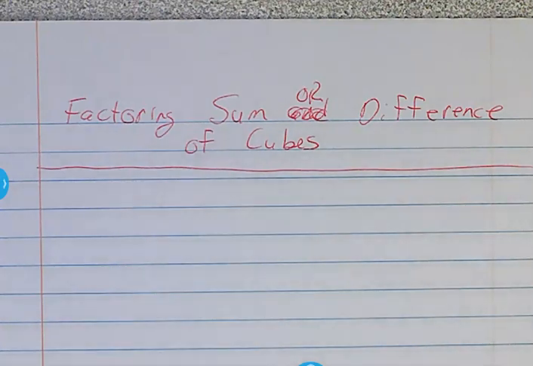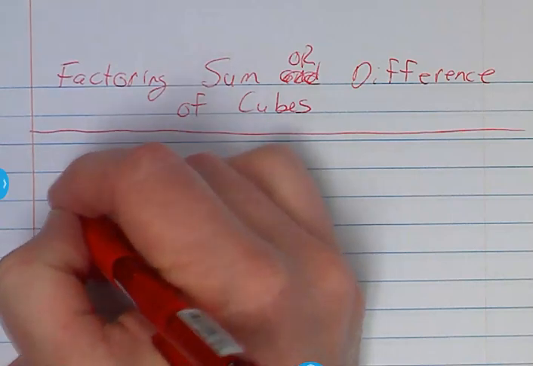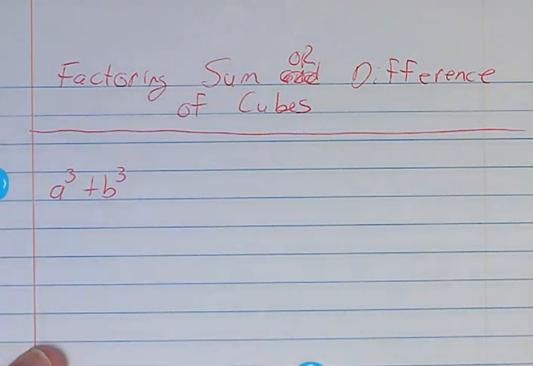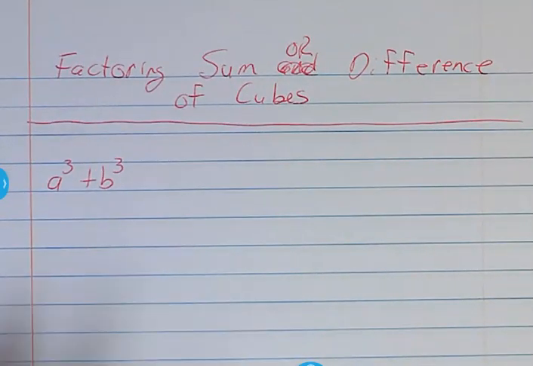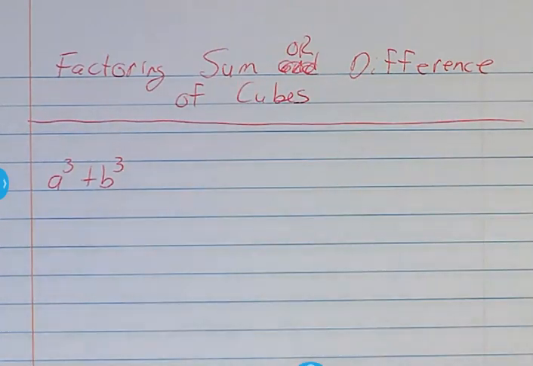All right, so basically, here's what we've got. Let's say that we've got something like this. They always start off with A's and B's on this one, and we'll give you actual numbers with it in just a minute. But let's say you've got A cubed, and if we're going to do the sum, we're going to do plus B cubed. So we've got something cubed plus something cubed.